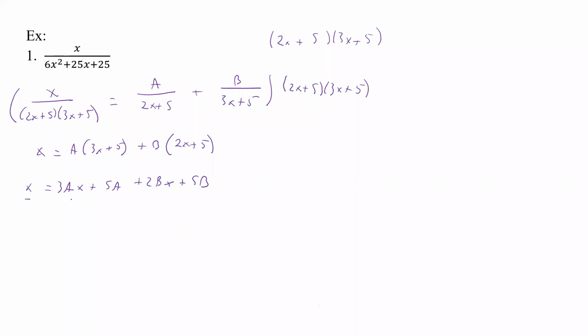So we have x, x, and x. There's nothing here, so that's going to be a 0, and those are going to be set equal to 0. So it's going to be 0 equals 5A plus 5B. And then here we have 1 equals, now we have 3A plus 2B.